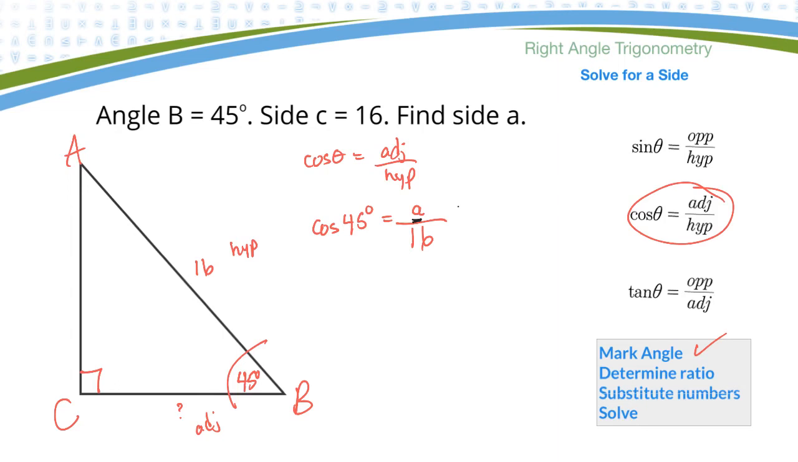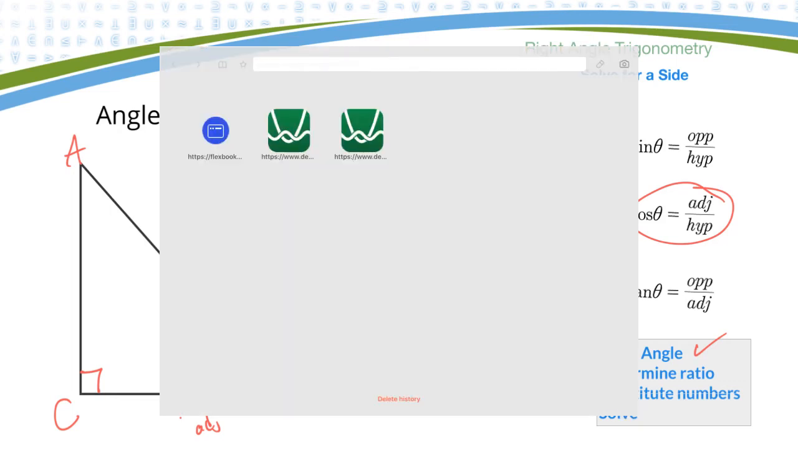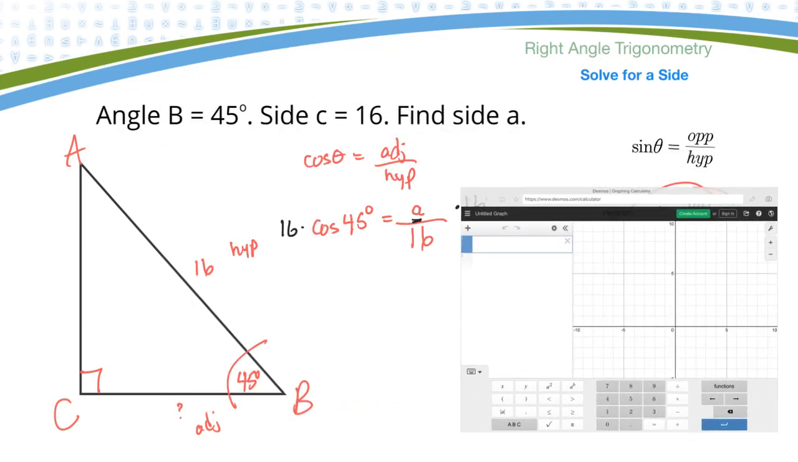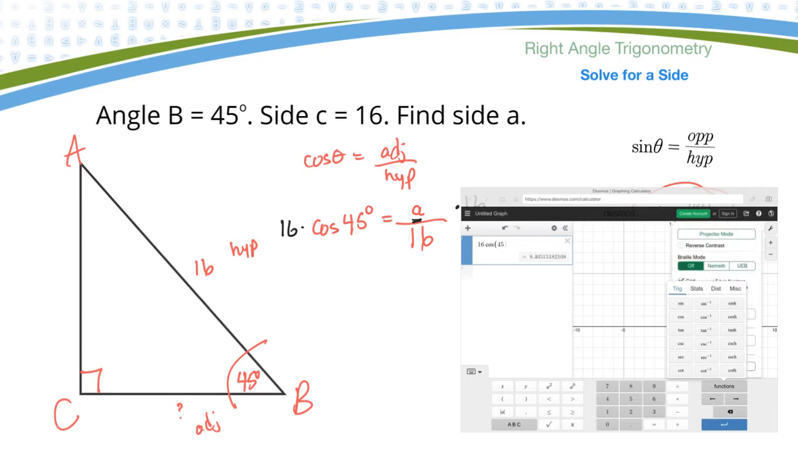So I want to get this by itself. To get rid of the divide by 16, I'm going to multiply both sides by 16. So then I just have to go 16 times the cos of 45. Let's do that quick. 16 cos 45, that's what I need. 16, functions, cos. Notice it's not arc cos. I didn't have to arc cos anything here. And then 45. Again, make sure you go to your angle setting and make sure it's in degrees.